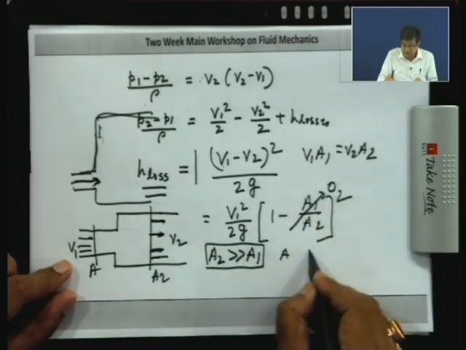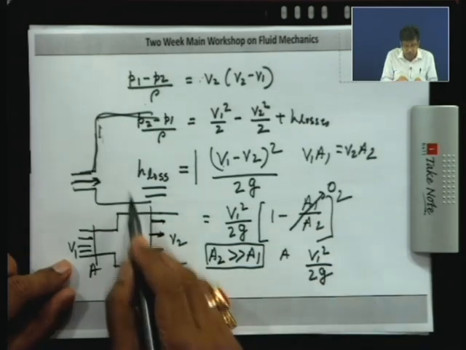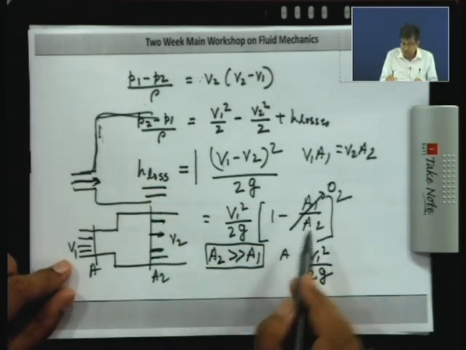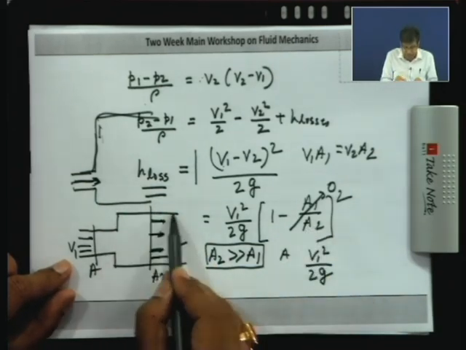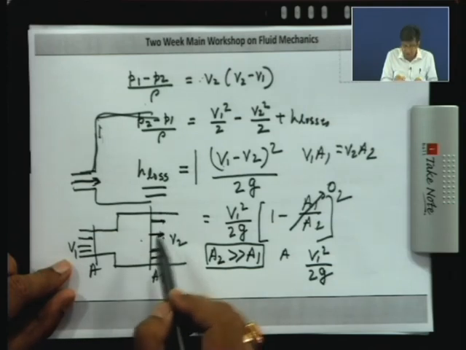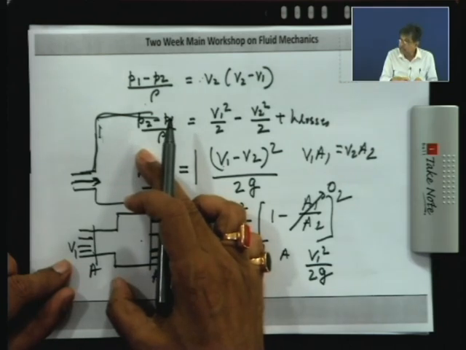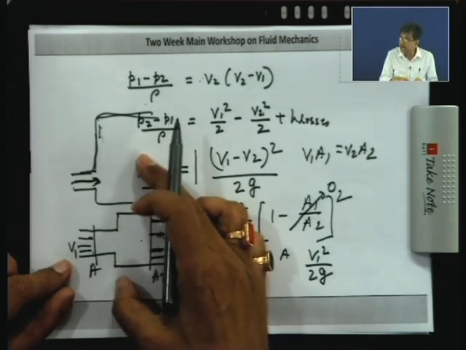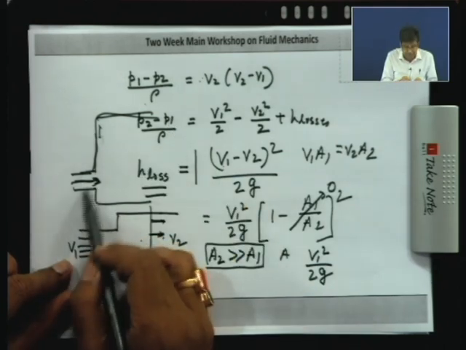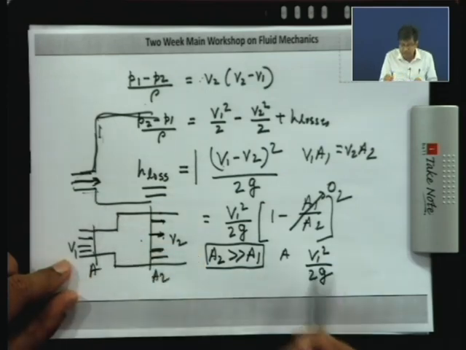Negligible, then the exit loss. Then a special case of the loss due to expansion is an exit loss when this downstream area is much more than the upstream area. That means expansion, the sudden enlargement is very large, and that is physically the case of exit. Okay. So, that is the exit loss.